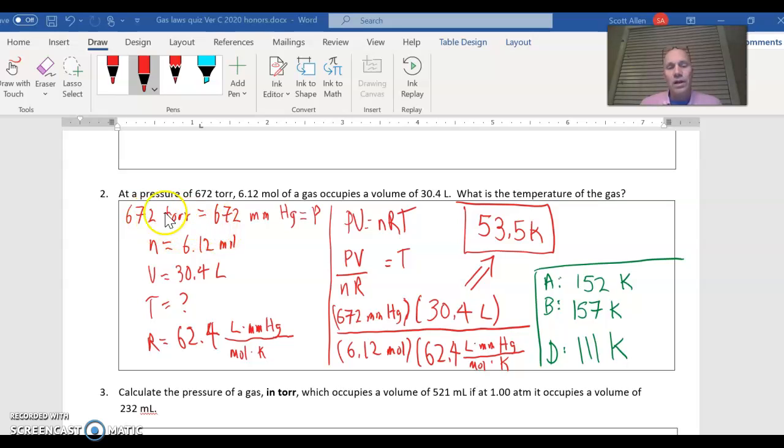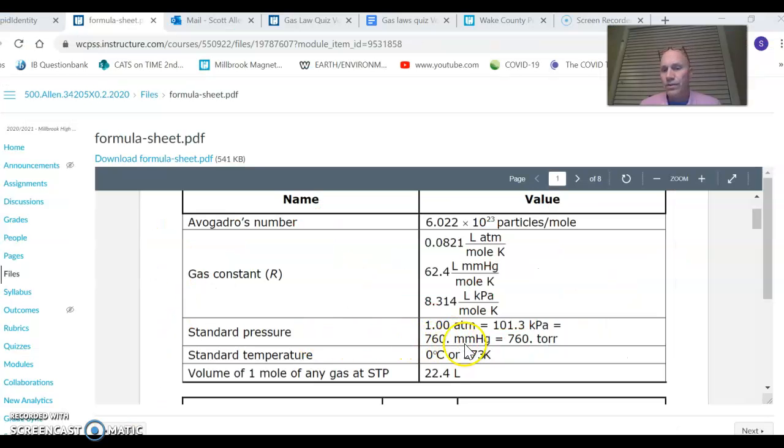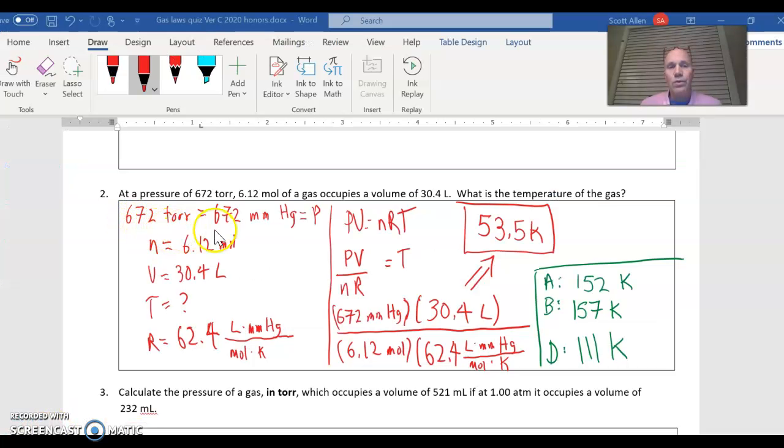So this unit of torr right here, the one thing that you would need to know, and you can see this in the units for standard pressure, is that torr is exactly the same thing as millimeters of mercury. So however many torr you have, you can just change that to millimeters of mercury. I'll say a little bit more about how you could convert between these units, but for this particular conversion, it's fairly straightforward. So 672 torr would be the same as 672 millimeters of mercury, and that's your pressure.